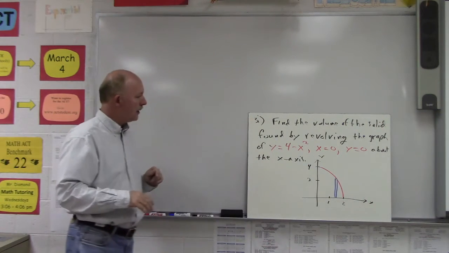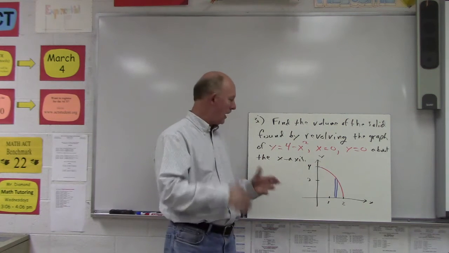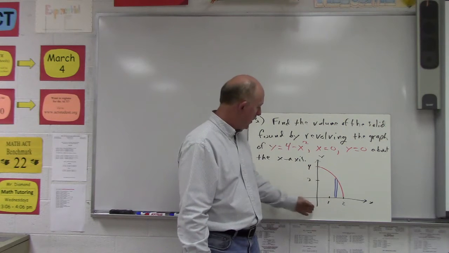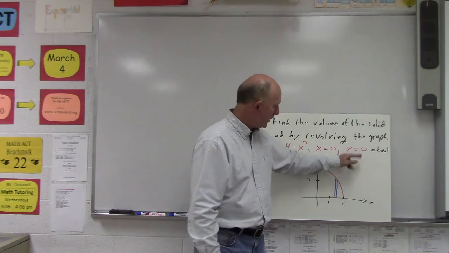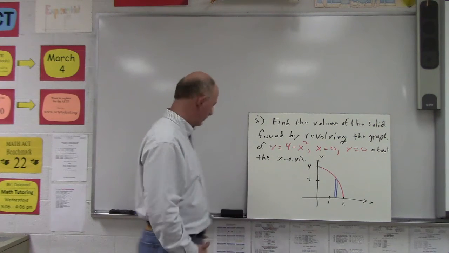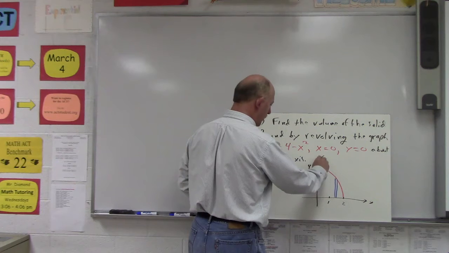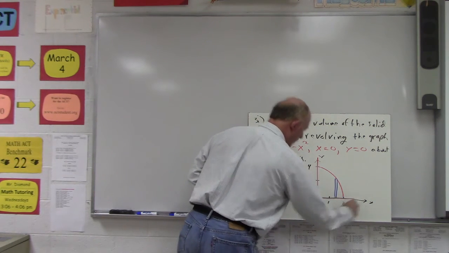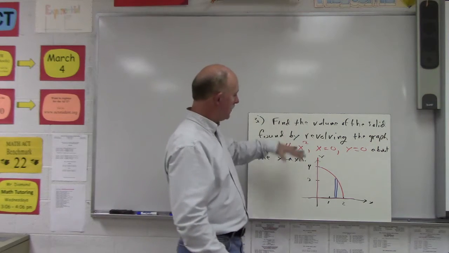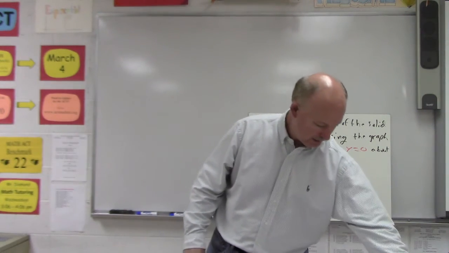Find the volume of the solid found by revolving the graph of y equals 4 minus x squared, a little parabola, x equals 0, which is simply the y-axis, and the line y equals 0, which is the x-axis, about the x-axis. If you look at this region, x equals 0 would be the y-axis, and y equals 0 would be the x-axis. We're going to take this region and revolve it about the x-axis. So let's see what we get.